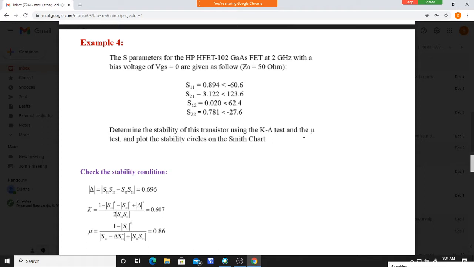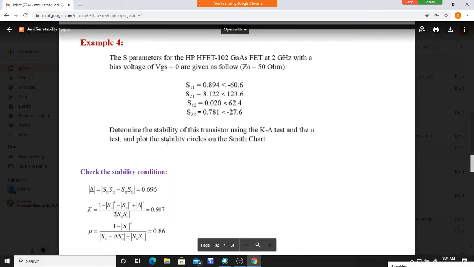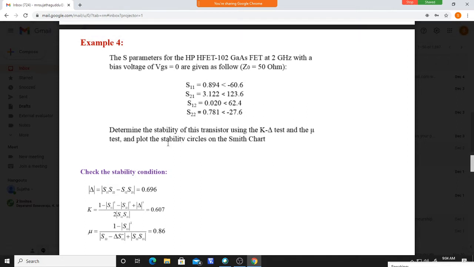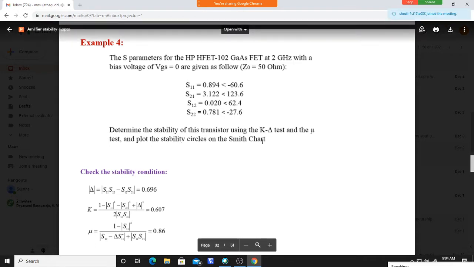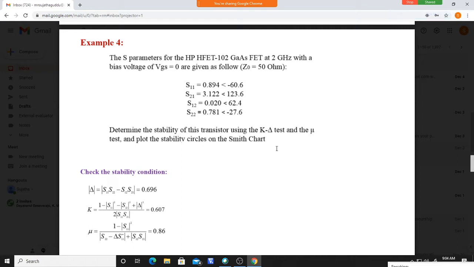The K delta test and the mu test; the mu test is also an analytical method. And now plot the stability circles on the Smith chart. This is a graphical method. Plot the stability circles on the Smith chart.